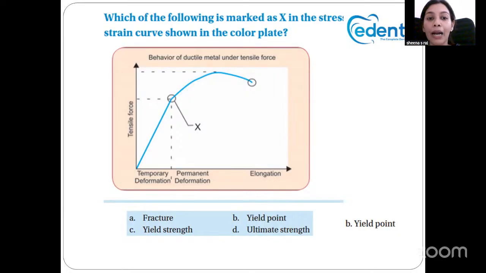So to keep in mind, what are the options given? Fracture, yield point, yield strength, ultimate strength.